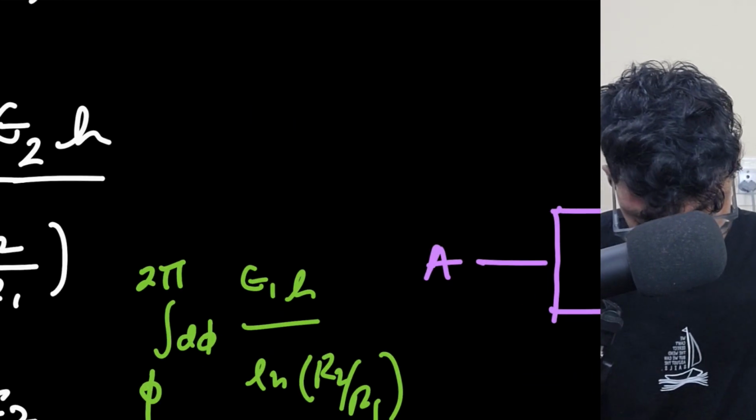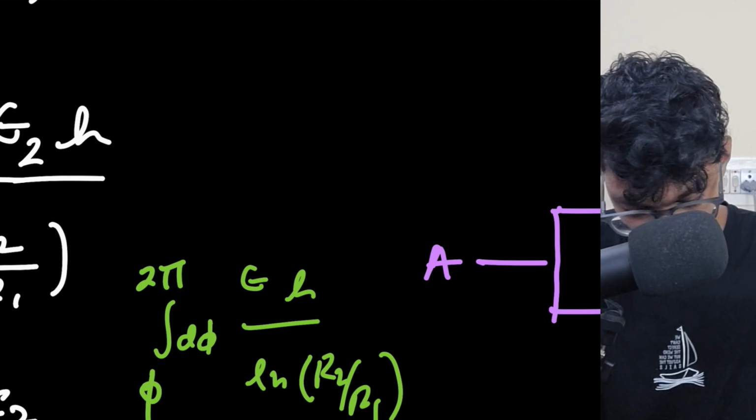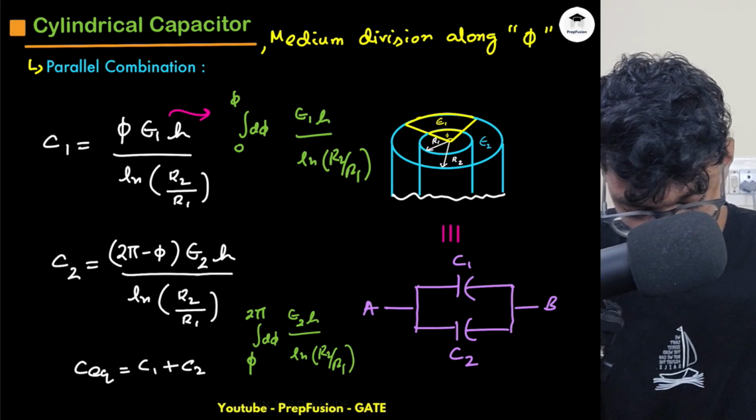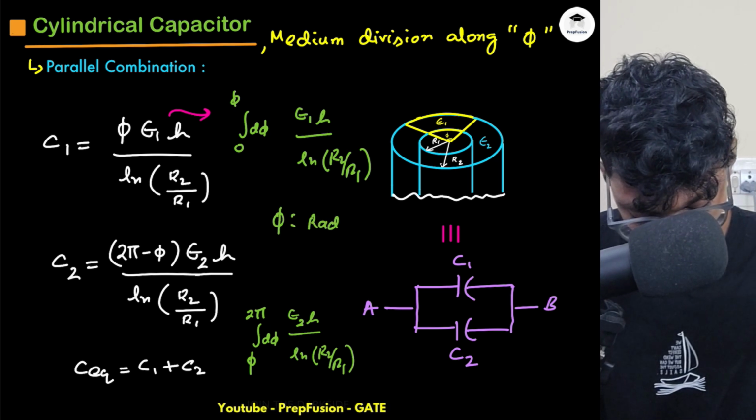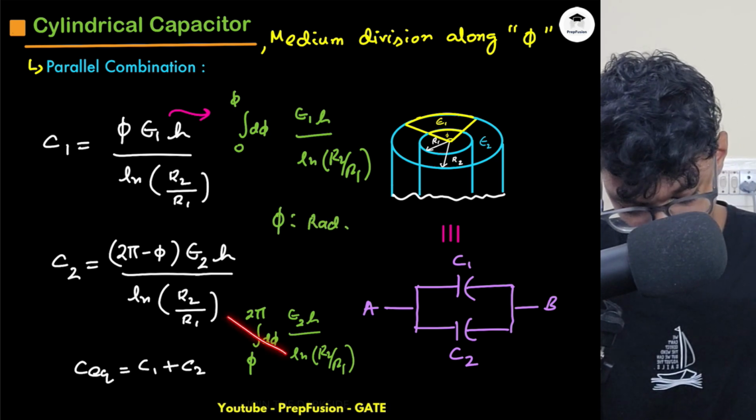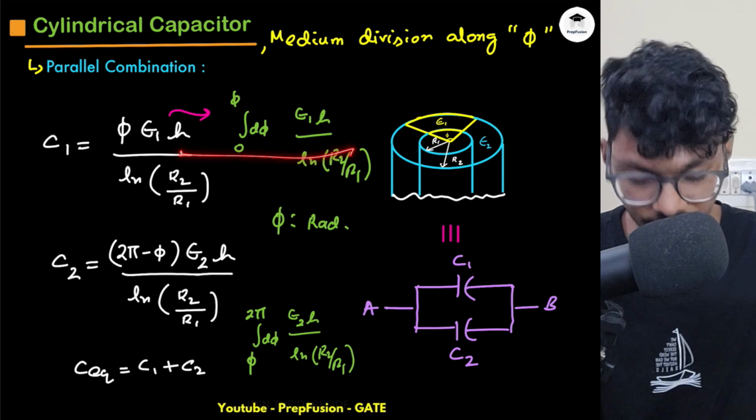But this will be epsilon 2 as well, right? This will be epsilon 2 as well. This will not be epsilon 1 anymore. So just remember this thing, that phi is in radians. Always remember phi is in radians, and simply you will get back to this expression, and from here you will get back to this expression.